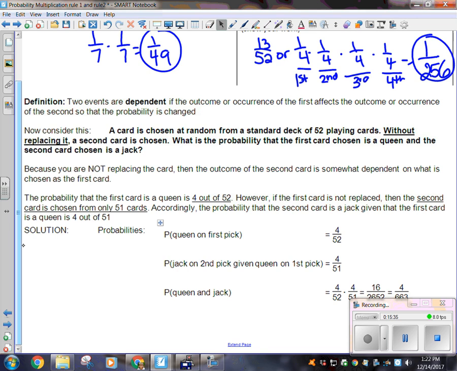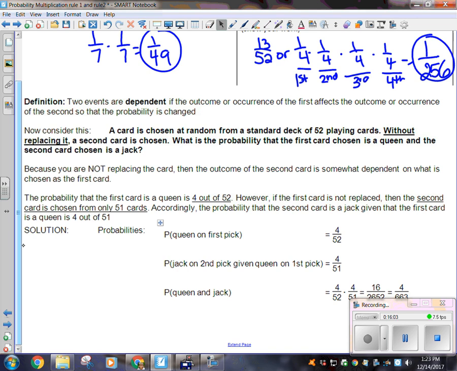So we've got an example right here, and I chose to type this in here so that you could have something to look at if I don't say it the right way. So let's say we are not replacing the card. We're playing a game, and I have to reach in the deck and pull out a card, and I have to keep it in my hand. So then I have to reach in the deck and pull out a second card. My odds of getting the cards I might need are going to change because now I don't have as many cards in the deck.